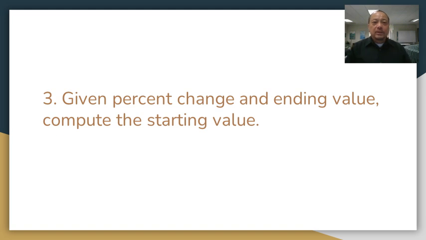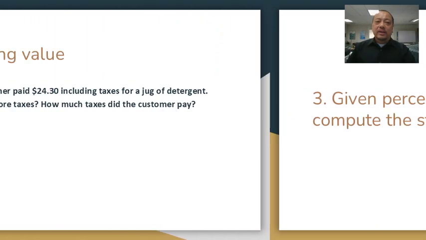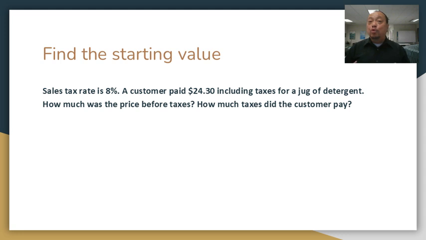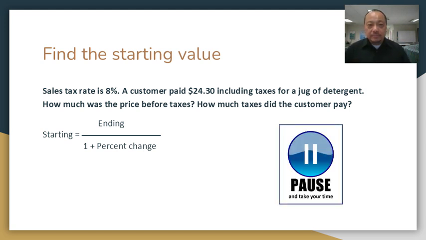Number 3, given percent change and ending value, compute the starting value. Let's do an example. Sales tax. A customer paid $24.30 including taxes for a jug of detergent. How much was the price before taxes? And also, how much taxes did the customer pay? Here's the formula. Go ahead and try it. Press pause and come back when you're done.